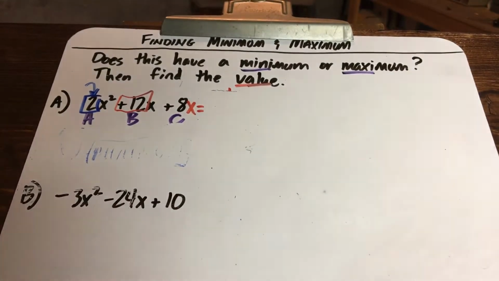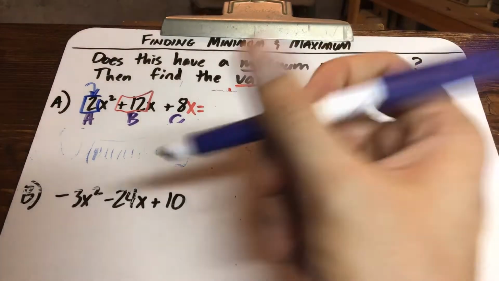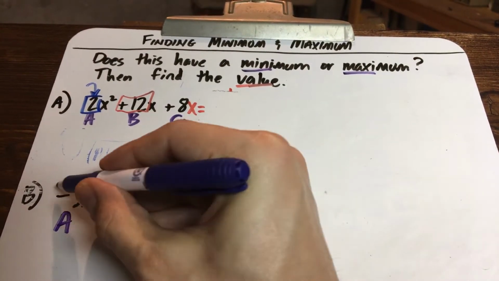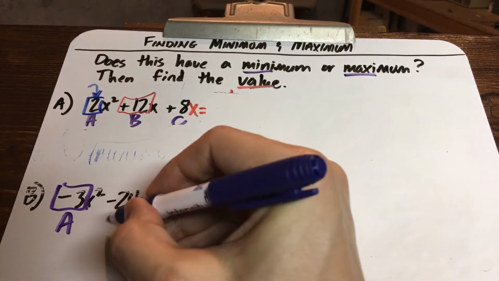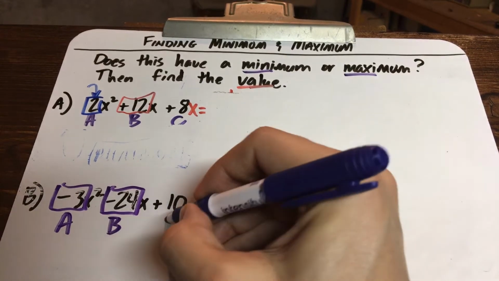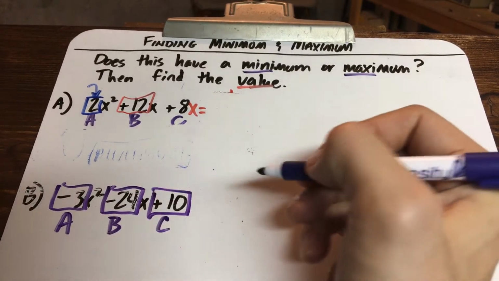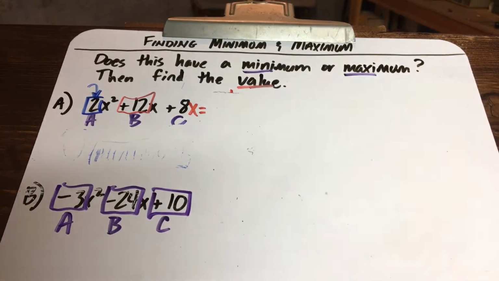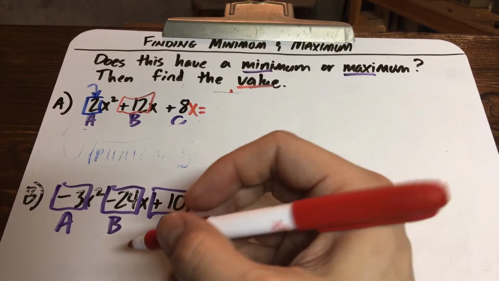This one is a little different just because it starts with a negative, right? You can see right here my letter A value is going to be negative 3. My B value right there is going to be negative 24. My C value, which we still aren't using, it hasn't come into play yet in any of these questions, would have been 10, even though we aren't going to use it.